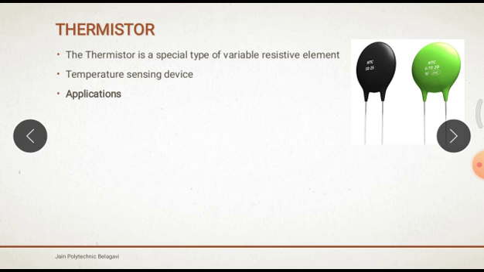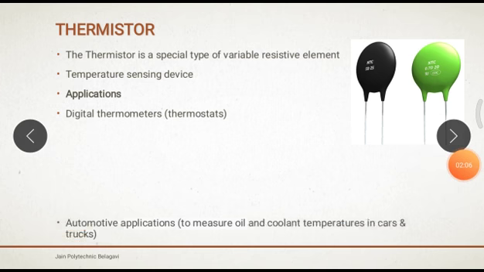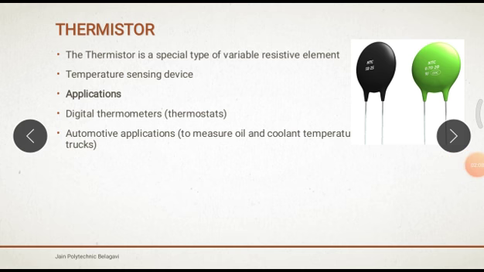Next are the applications. Where are we using them? Wherever temperature sensing is required, we use the thermistor. First, thermometers to measure the temperature, which you can also call thermostats. Next, automotive applications: in automobiles there is a temperature increase in the oil and coolant, so to check that we use the thermistor.